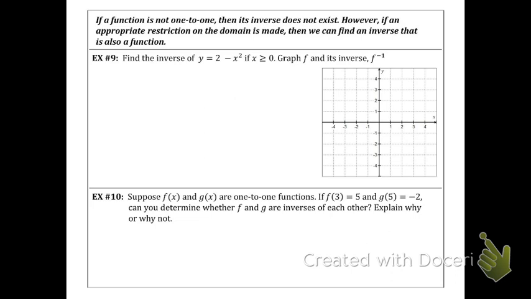All right, then if a function is not one-to-one, then its inverse is not going to be a function. However, if an appropriate restriction on the domain is made, then we can find an inverse that is also a function. So when we end up with that quadratic one we had earlier, and we said it didn't pass the horizontal line test, we saw that it was not one-to-one, the inverse was not a function. We could have restricted the domain to make it be a function.